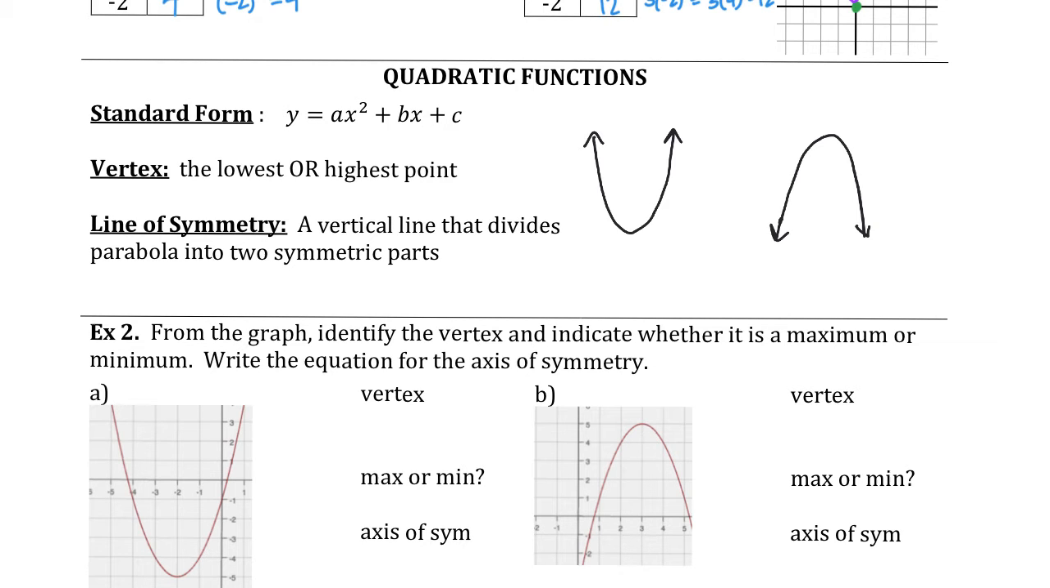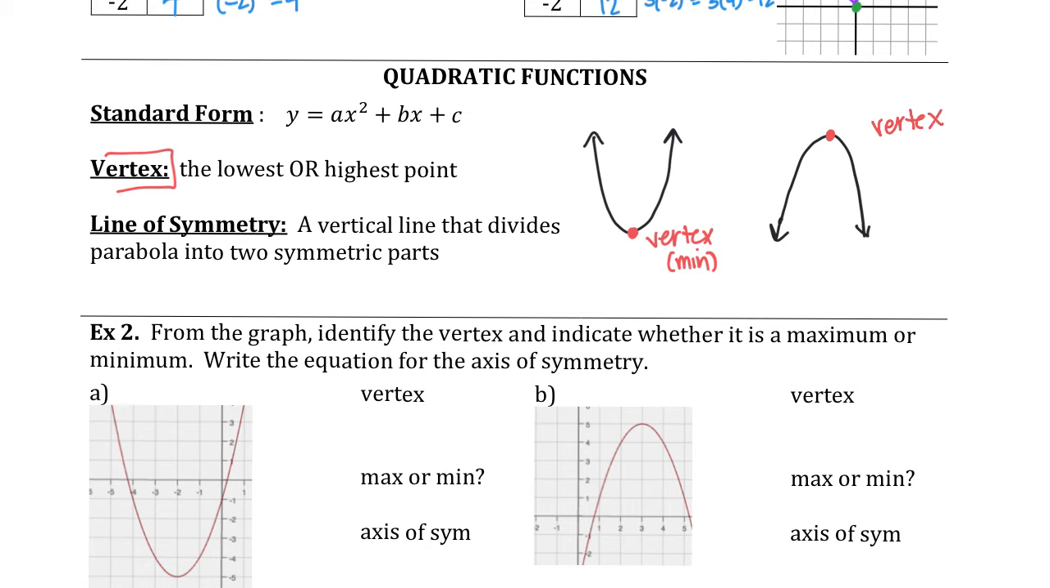Okay, the vertex on the first graph is right here in the middle. In this case, the vertex is at the very bottom of the graph, and we call it a minimum because it is the lowest point on the graph. Okay, on my other parabola, the vertex is going to be up here.